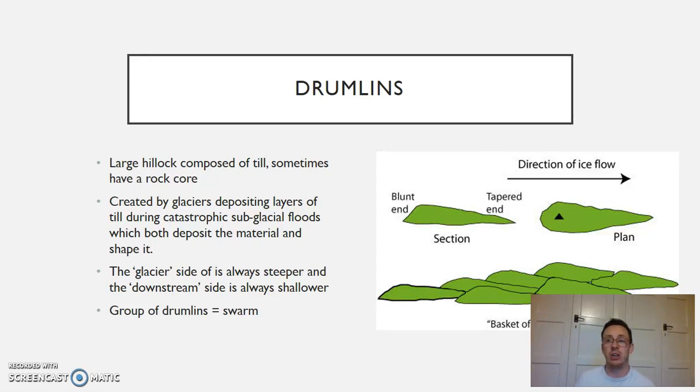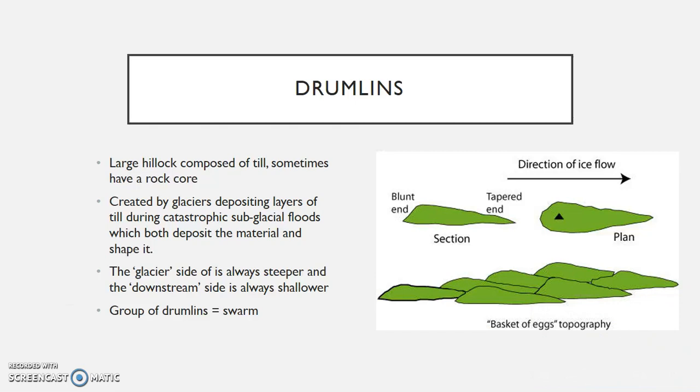Now, the glacier, or the upstream side, is always the steep end of a drumlin. And then as you go downstream, away from where the glaciers would have originated, it shallows off. If we do have drumlins in groups, which is really common, we refer to them as swarms. And you can see it in the diagram. You can see that this is referred to as a basket of eggs topography.